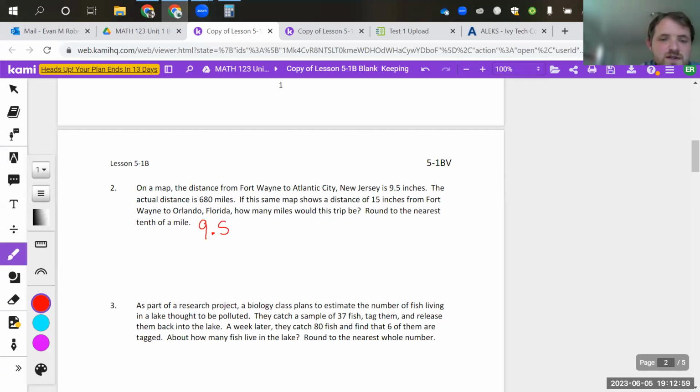So it looks like my fraction, I could write that as 9.5 inches for every 680 miles. Okay, so if we've got the same map there, we've got 15 inches, but we do not know the miles. Okay, so again, lots of different ways you could do this. I'm going to cross multiply. I'm going to rewrite this without the labels. I'm just going to rewrite it as 9.5 over 680 and 15 over x.